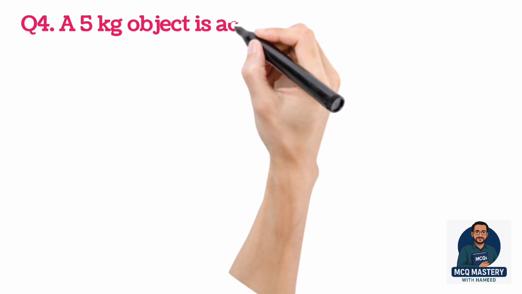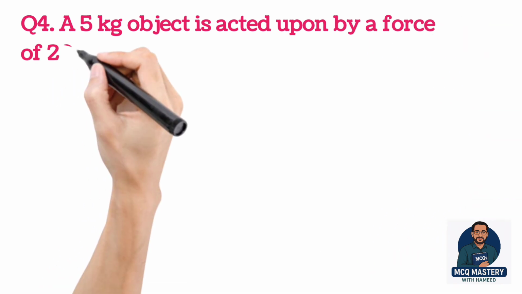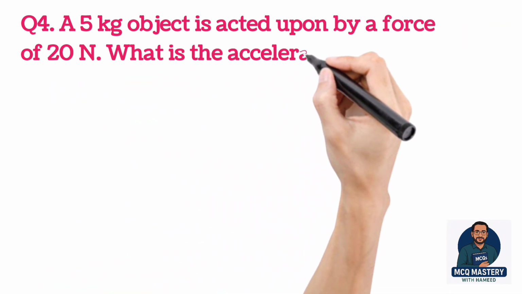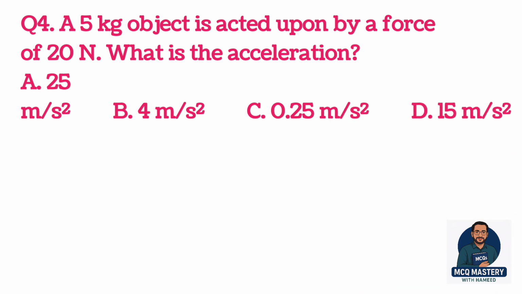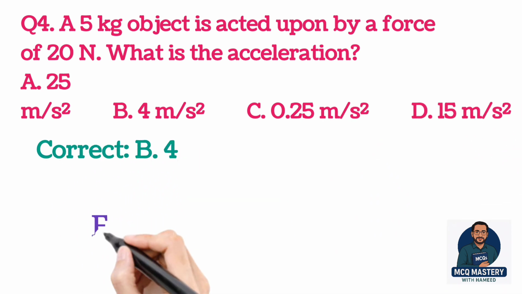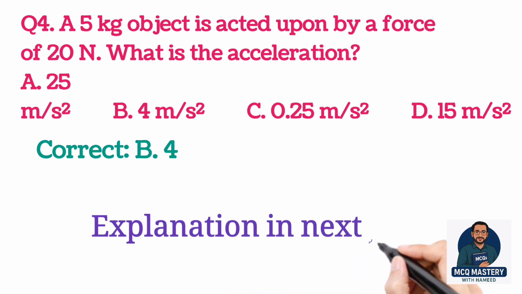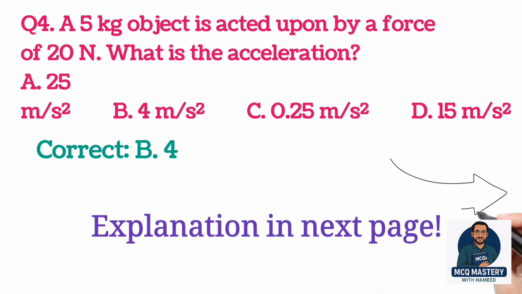Question 4. A 5 kg object is acted upon by a force of 20 Newton. What is the acceleration? Correct answer is B, 4. Explanation in the next page.